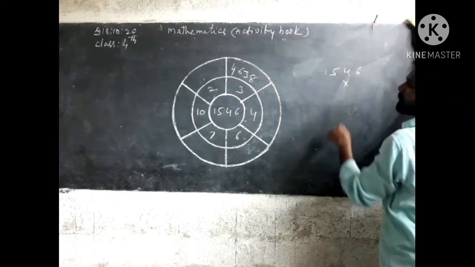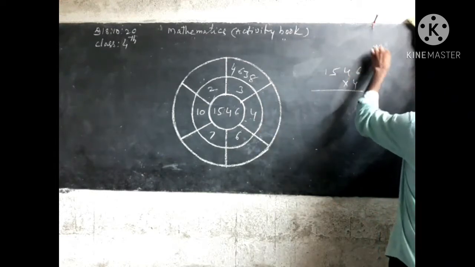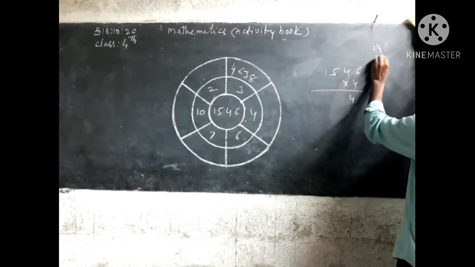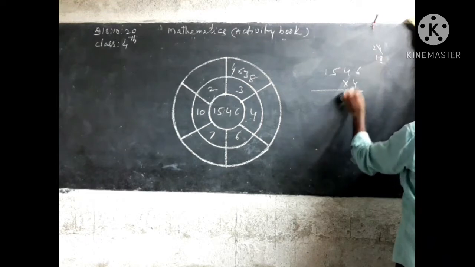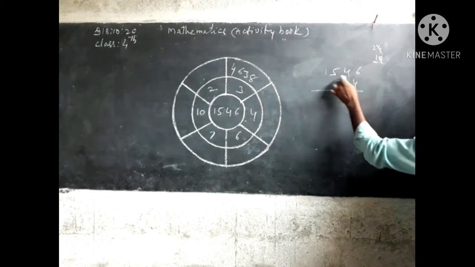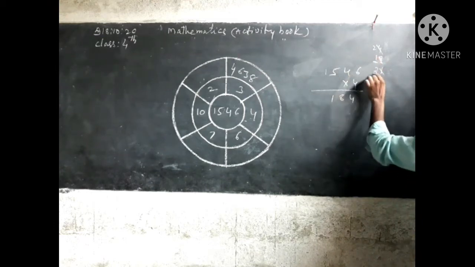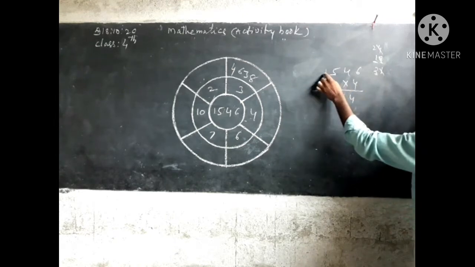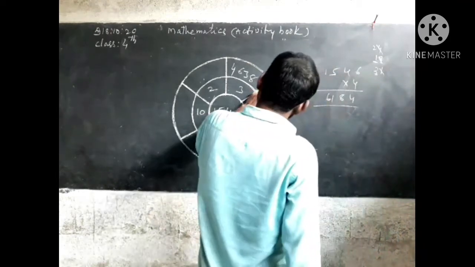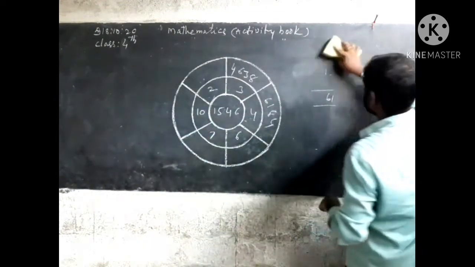1546 into 4. 4 6s are 24, 4 taking, carrying 2. 4 4s are 16, 16 plus 2 is 18, 8 taking, carrying 1. Next, 4 5s are 20, 20 plus 1 is 21, 1 taking, carrying 2. Next, 4 ones are 4, 4 plus 2 is 6. 6184. Now next.